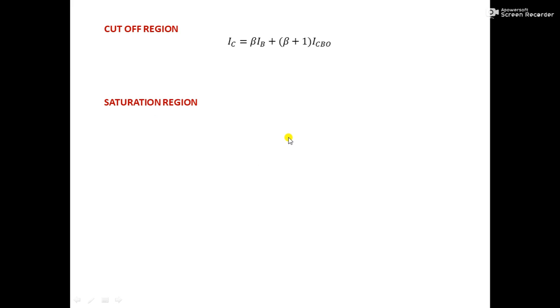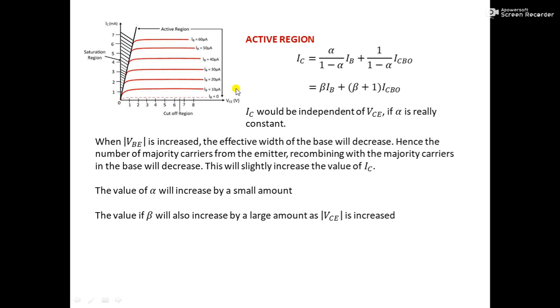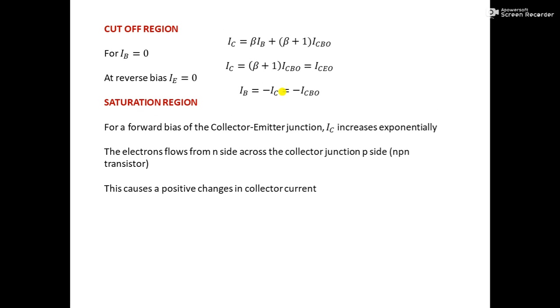The next region is the cutoff region. This region is the cutoff region, below IB equal to 0. In this case, both the junctions are reverse biased. Such conditions exist in the region below and to the right of IB equal to 0.